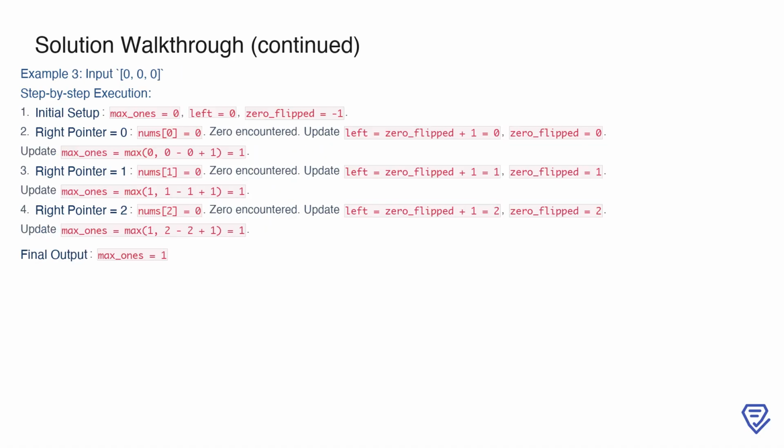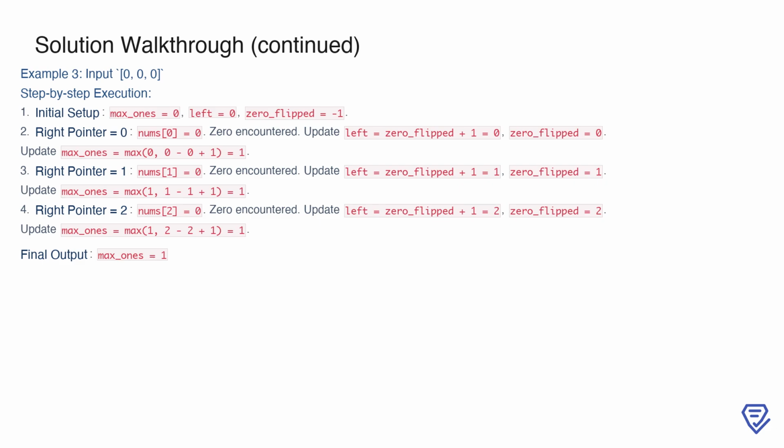In this example, we have the input 0, 0, 0. As usual, we initialize max_ones to 0, left to 0, and 0_flipped to -1. At right equals 0, we encounter a 0. Since we can flip one 0, we update 0_flipped to 0 and calculate the window size as right - left + 1, which gives us max_ones equals 1.